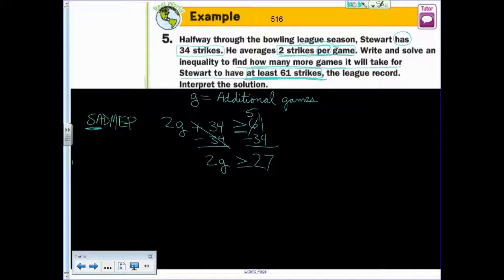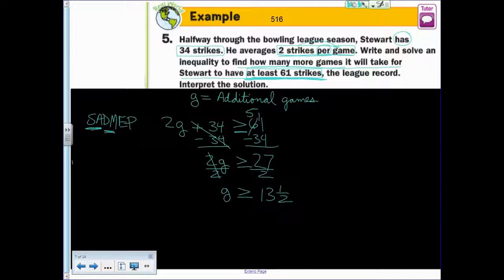Then we're going to ask ourselves, do we flip or no flip when we go to multiplication and division? And because 2 is positive, we are not going to flip our sign. We are going to do the opposite of multiplying by 2, which is to divide by 2. 2 divided by 2 is 1, leaving us with G. And then 27 divided by 2, that's not going to come out evenly. It comes out to be 13 and a half.